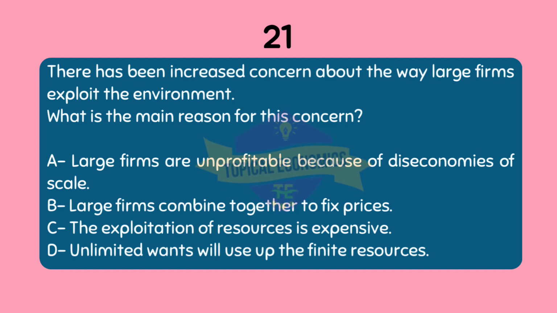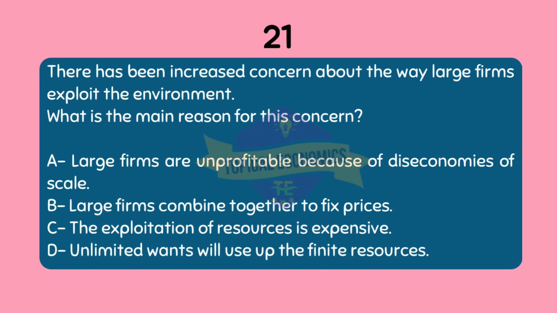There has been increased concern about the way large firms exploit the environment. What is the main reason for this concern? A. Large firms are unprofitable because of diseconomies of scale. B. Large firms combine together to fix prices. C. The exploitation of resources is expensive. D. Unlimited wants will use up the finite resources. This question is from year 2015 October-November version 3 paper. The correct answer for this question is Option D, unlimited wants will use up the finite resources.